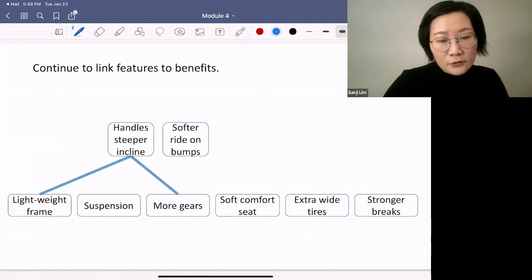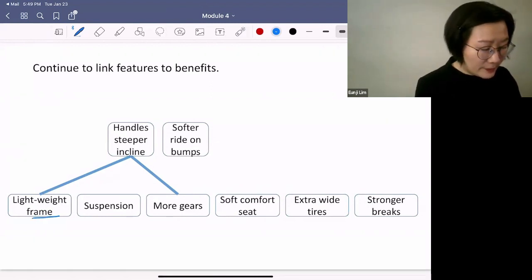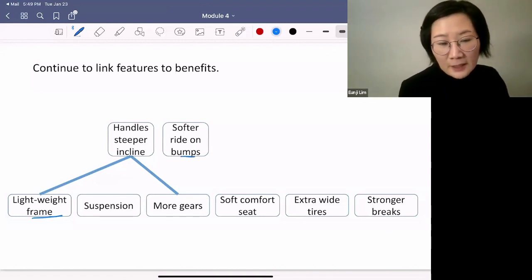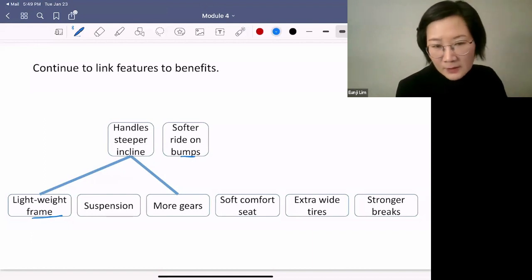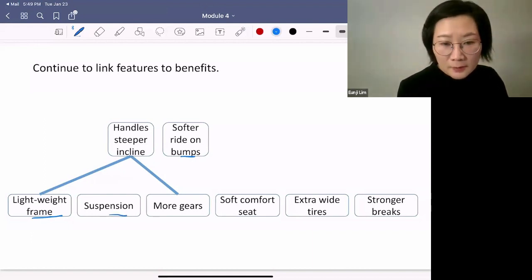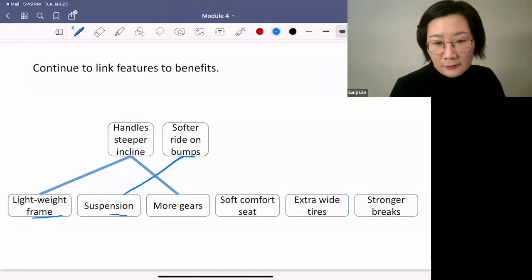Next, let's continue to link features to benefits. The next feature is softer ride on bumps. If you use a lightweight frame, do you think your bike will provide softer ride on bumps? They're not related. Suspension? Probably. So let's connect these two. More gears? Not related. Soft comfort seat? Yes.